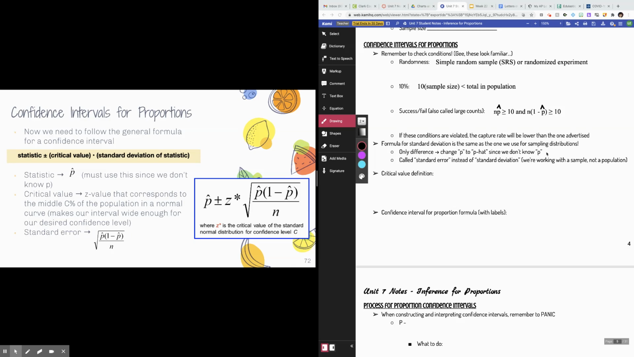Technically, like I said, we call this standard error instead of standard deviation because we're working with a sample and not a population, but that's a minor semantic detail.